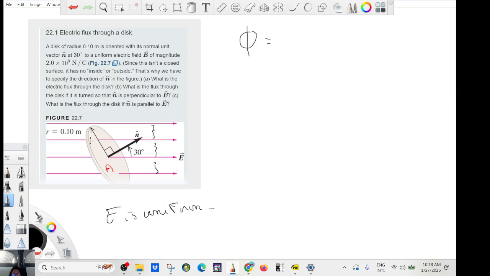So I don't need to divide my area into small elements. I don't need to have those little scales here because the electric field is the same. When the electric field is uniform, you don't have to worry about the integral. So you just use the definition. That will work if the electric field is uniform, which will always be our case.